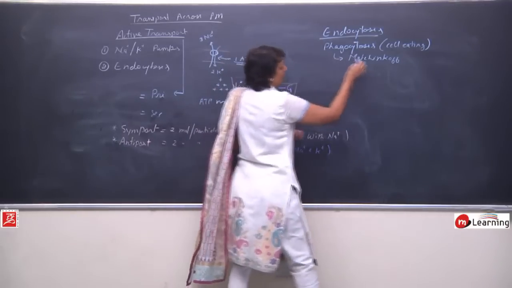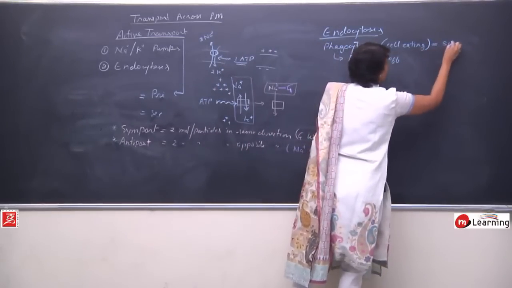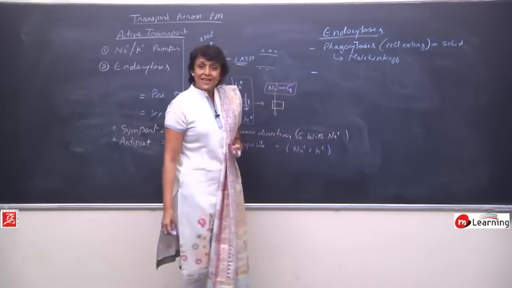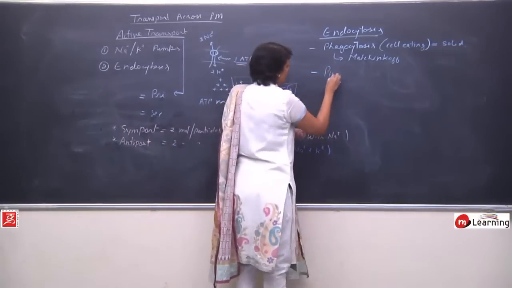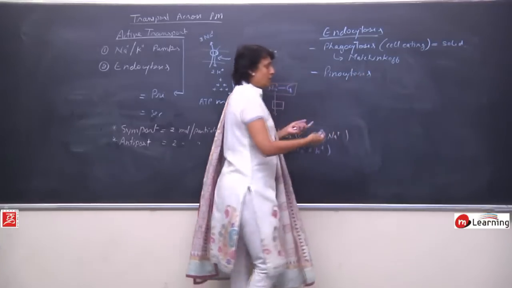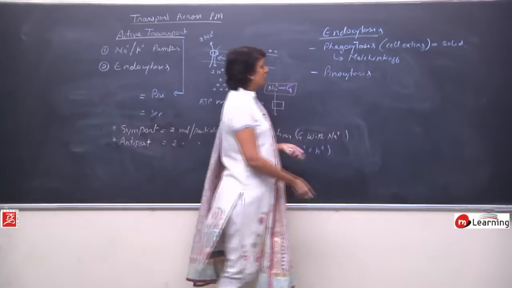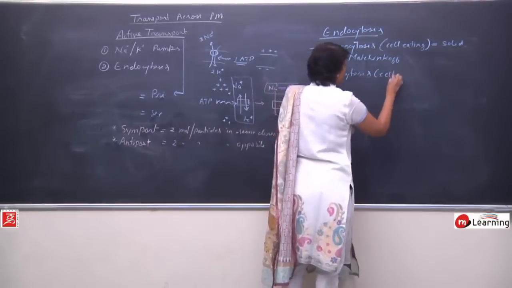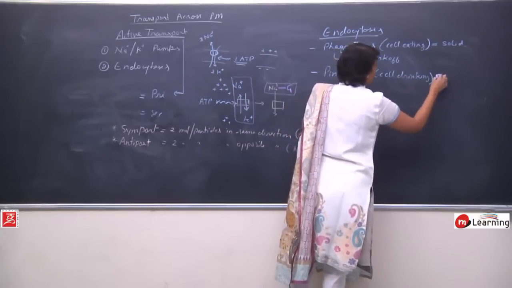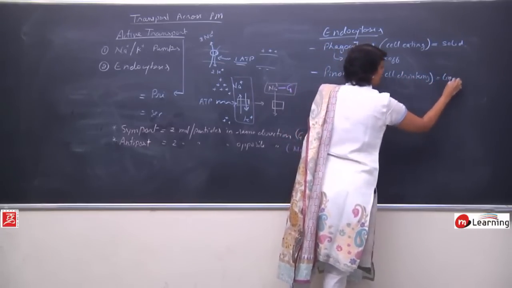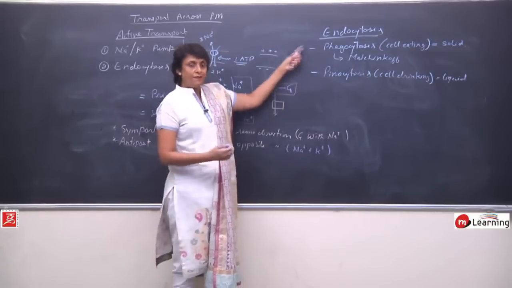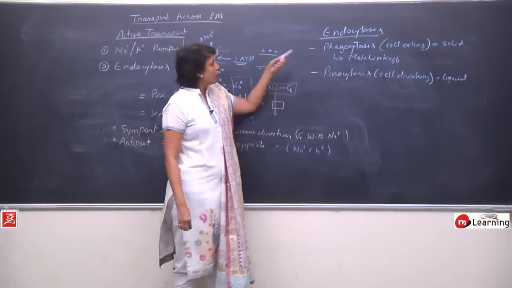So it is cell eating. The substance which is taken in is a solid. If liquid is to be taken in, then it is known as pinocytosis, or cell drinking, where liquid is taken in. So endocytosis can be phagocytosis or pinocytosis.